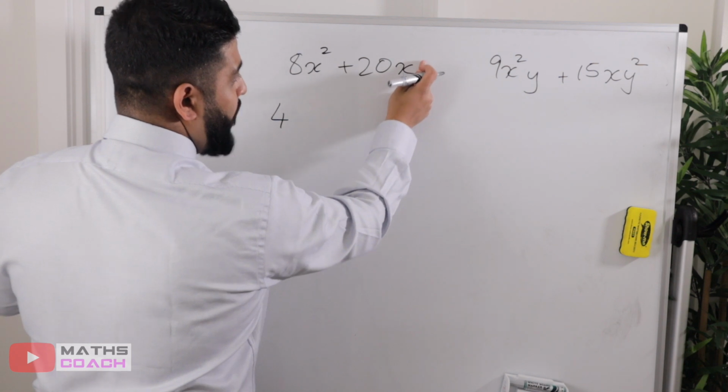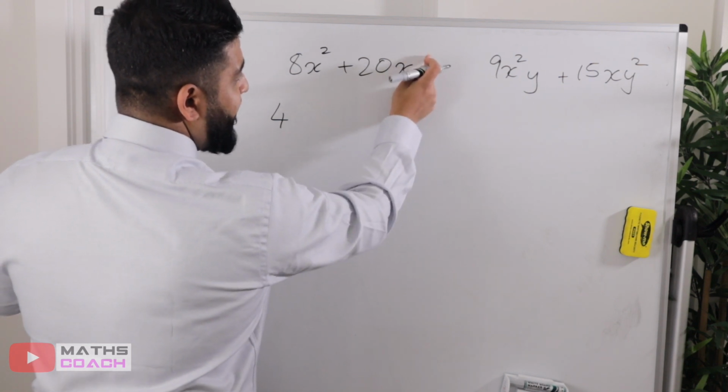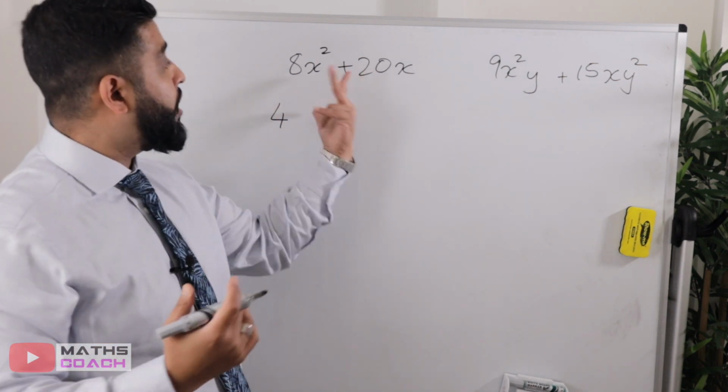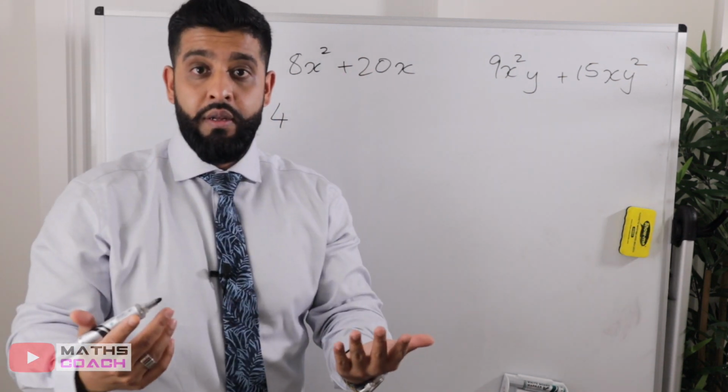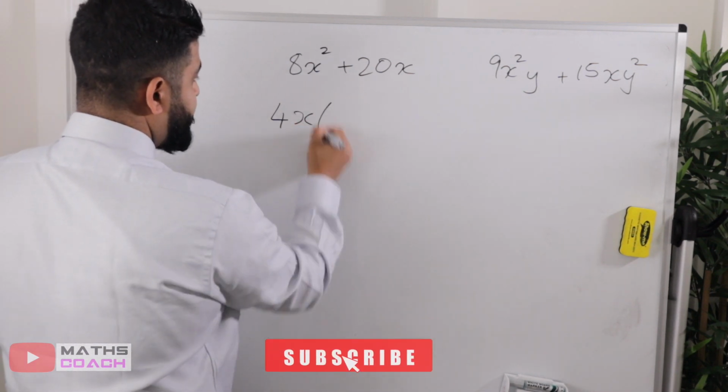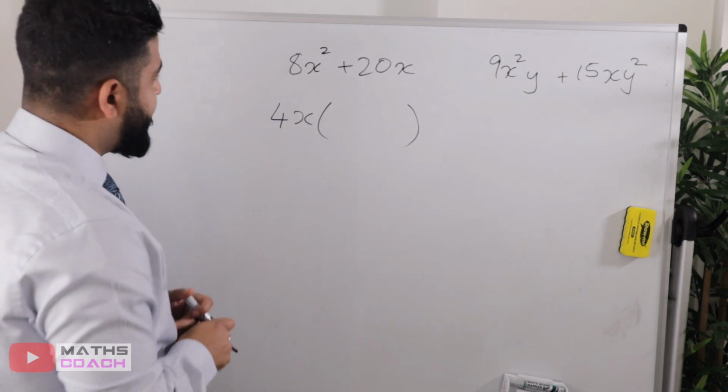Remember, the power here is 1. When there's nothing written down, that means the power is 1. So the minimum power between the two terms that they have is 1, x to the power of 1. Okay, so we can take out x. Next, we can start writing our bracket now.